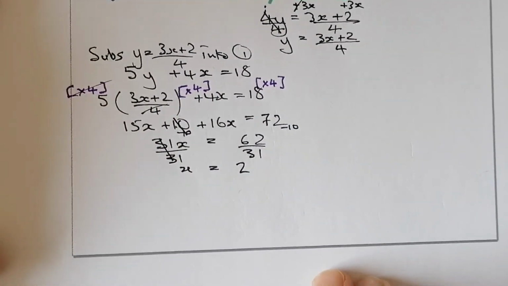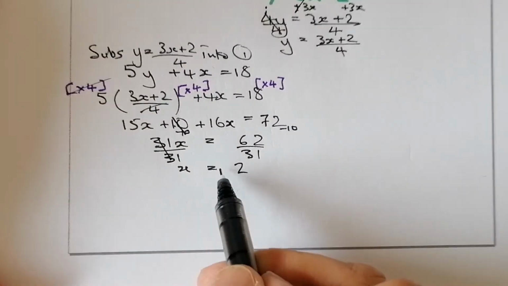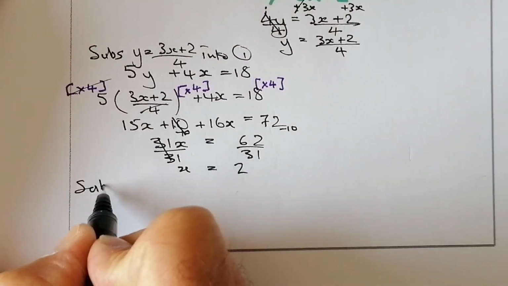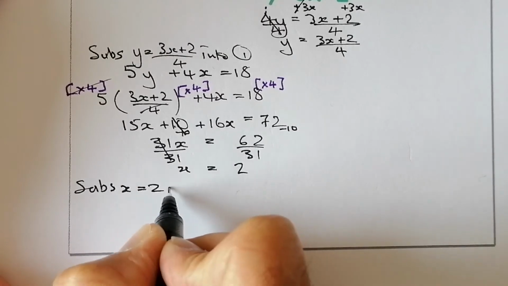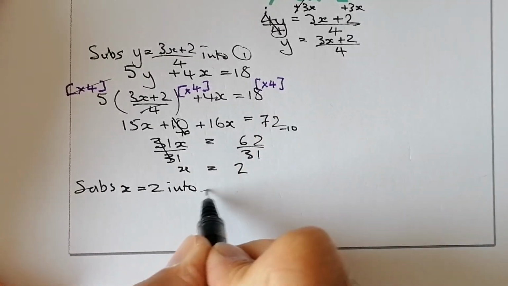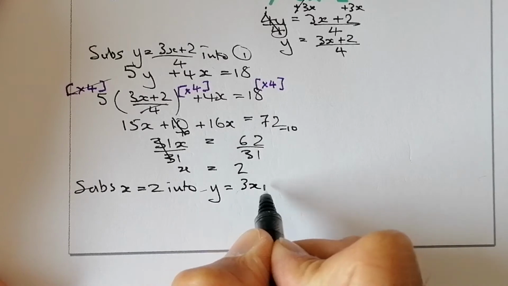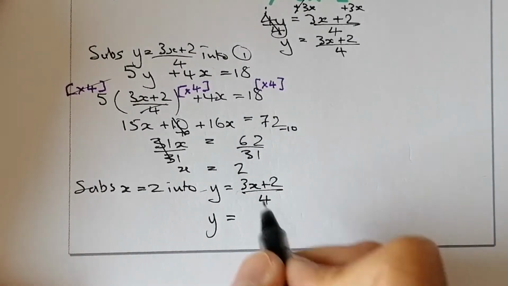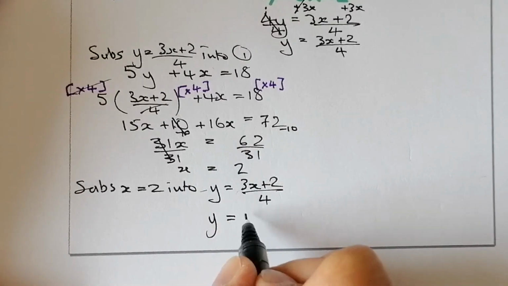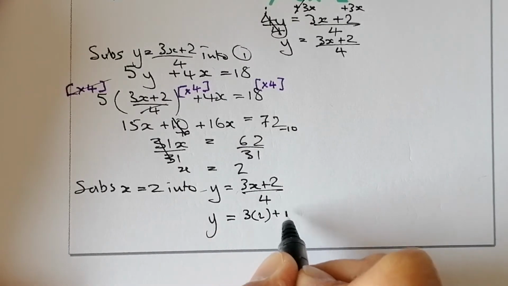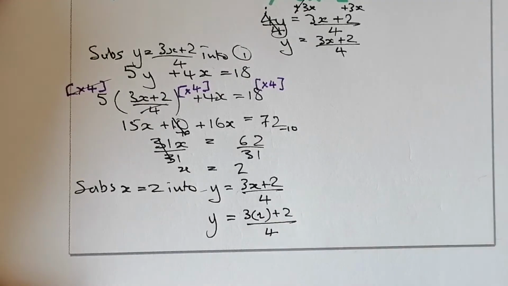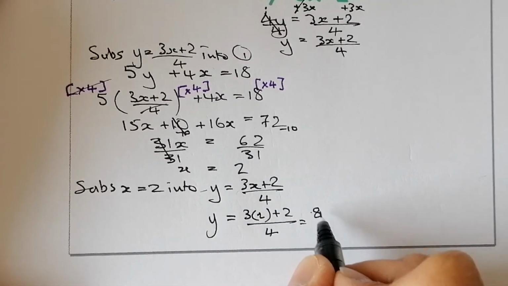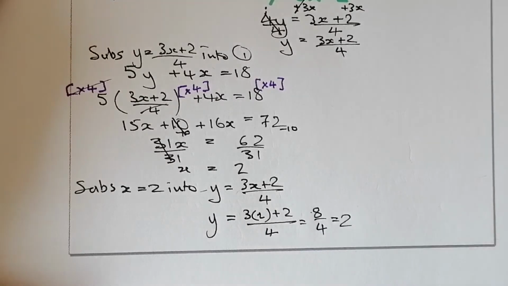Right, let's substitute the x value into this equation here to find my y coordinate. Substitute x equals 2 into, and I'm just writing that equation down, all over 4. Okay, this will give me my y coordinate, so I've got a 2 that's going in here, so 3 times 2 plus 2 all over 4. Okay, that gives me 6. 6 plus 2 gives me 8, and that gives me an answer of 2.